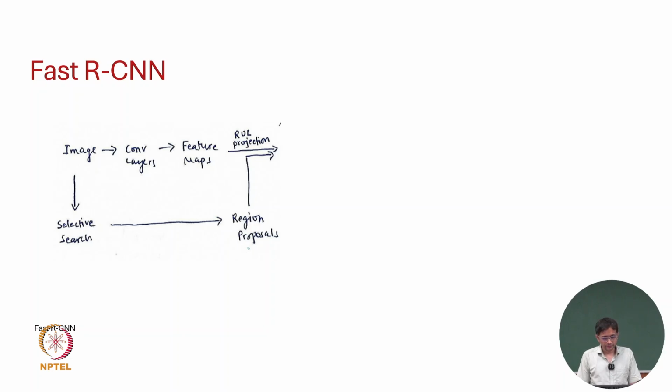Now, at the same time, we still have something like selective search. So the region proposal generation in the first RCNN, we are still doing independently. And from the selective search, what are we getting? We are getting the region proposals. So this we can think of as if it's working independently. So at one side, from the image, we are using the CNN to get the feature maps. And on the other side, we are using selective search to obtain the region proposals.